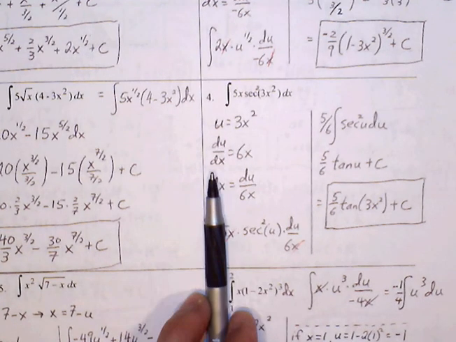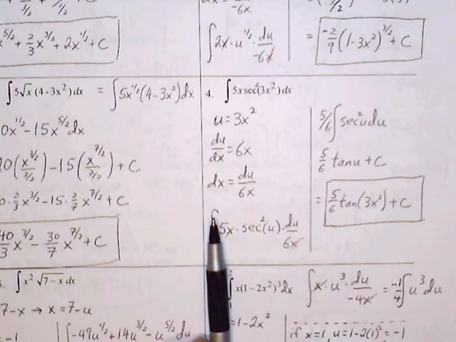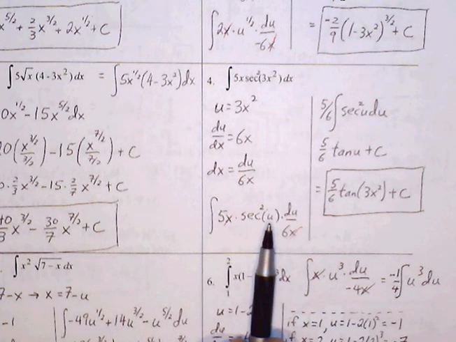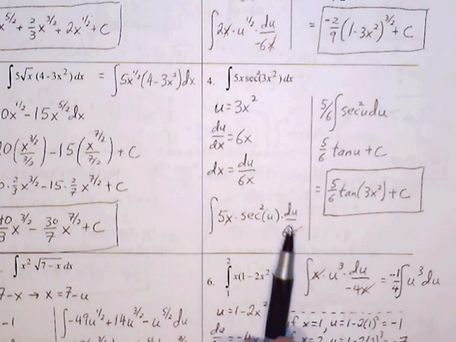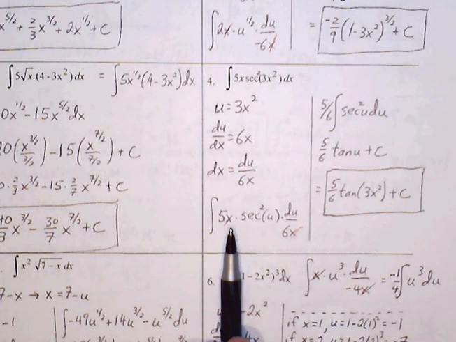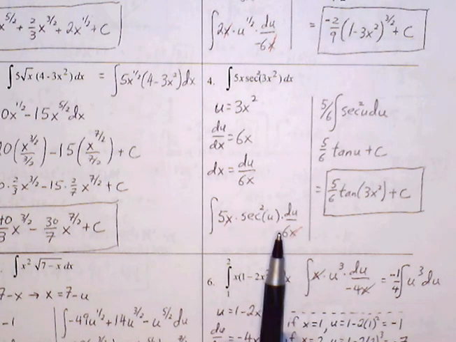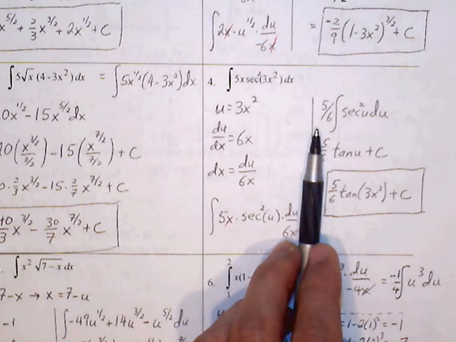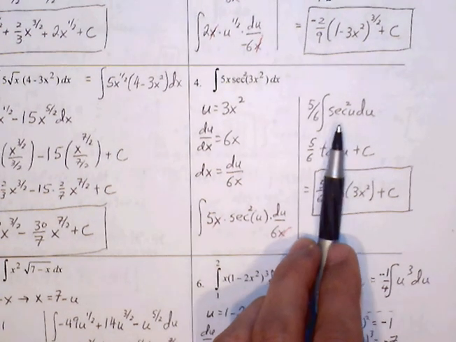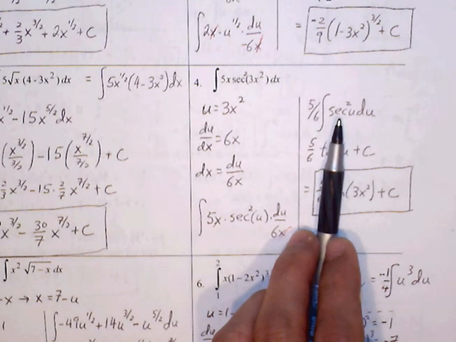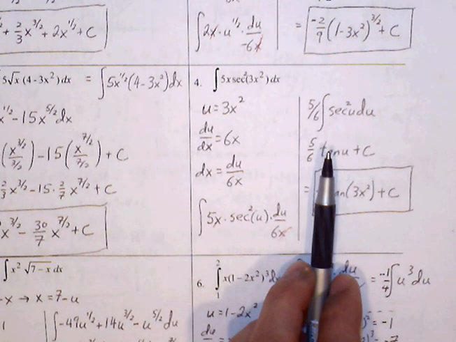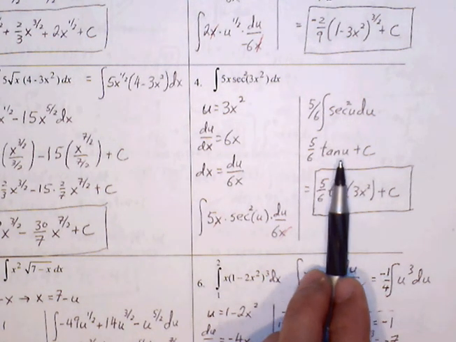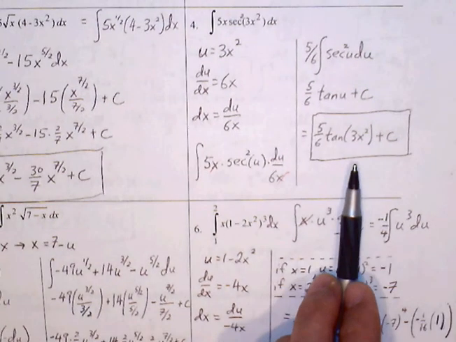Derivative 6x. Solve for dx. dx equals du over 6x. We make our substitution. Secant squared of 3x squared is replaced with u, and dx is replaced with du over 6x. We see the x's cancel out, but the coefficients do not, so we have to keep that in front. So 5/6 times the integral of secant squared of u. We have a rule for secant squared of u, which is tangent. If we know the derivative rule for tangent is secant squared, then it should make sense that secant squared becomes tangent. So 5/6 tangent of u plus c, and then finally replace our u back in terms of x.